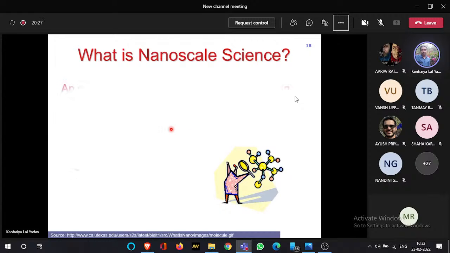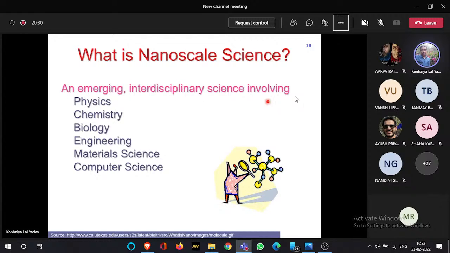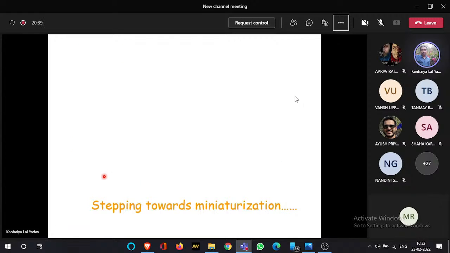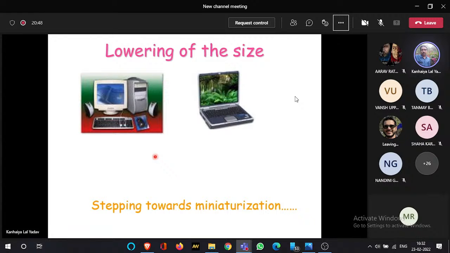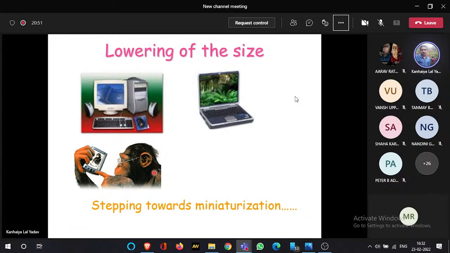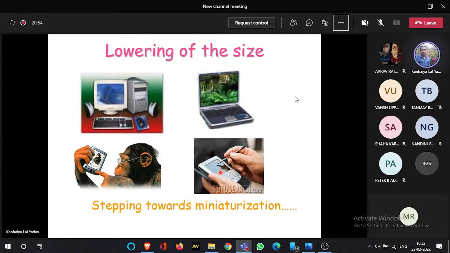So what is nanoscale science? This is an emerging interdisciplinary science involving physics, chemistry, biology, engineering, material science, computer science. It is stepping towards miniaturization, lowering of the size. You have seen desktops, then laptops, and then palmtops, and then mobile phones. Some wristwatches nowadays have many functions. You can see videos on the watches also.